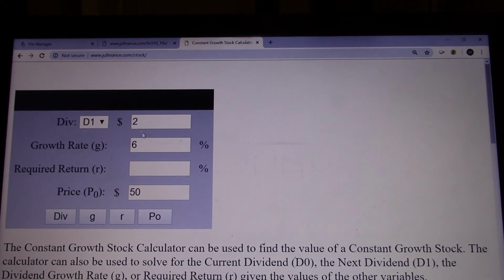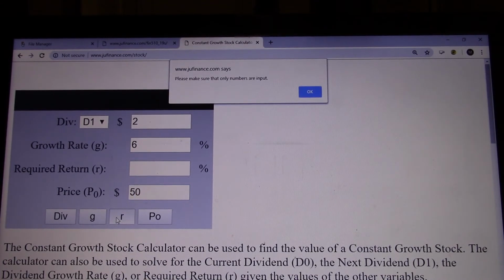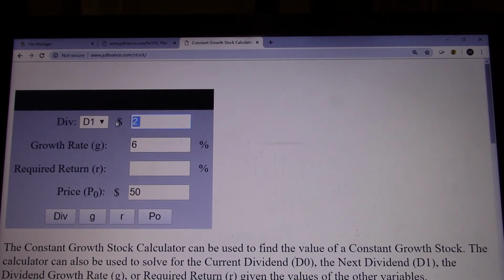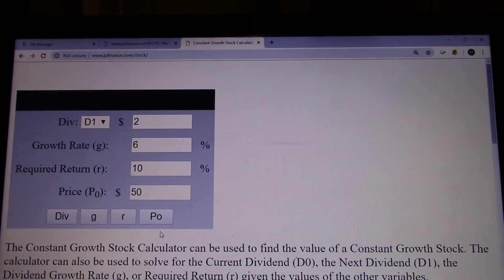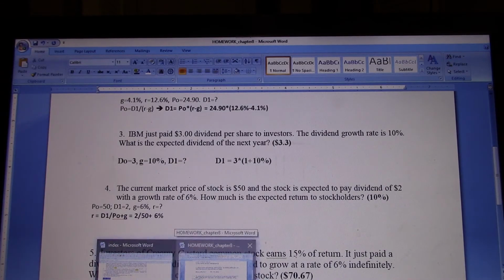It has to be a number. Something was wrong. Make sure only numbers are inputs. It is probably recognizing some space in front of the numbers, that's why it's not working. But anyhow, it's 10% for this one if you use the calculator.